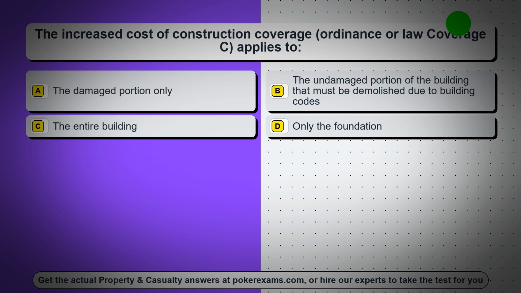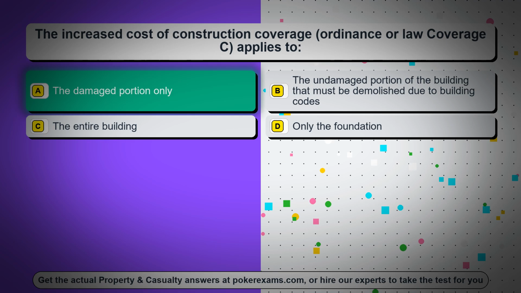Question 9. The increased cost of construction coverage, ordinance or law coverage C, applies to, Option A, the damaged portion only. Option B, the undamaged portion of the building that must be demolished due to building codes. Option C, the entire building. Option D, only the foundation.